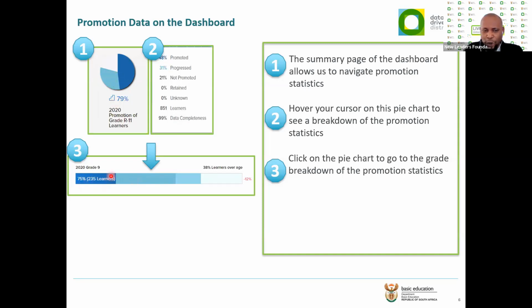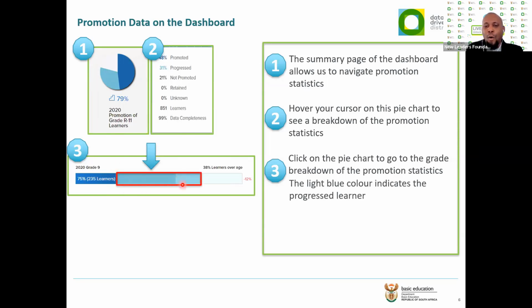We see the different colors. Now, when you look at it, you see there's a threshold here. So for the progressed learners, there's a threshold, a target, right? We are actually having progressed learners falling out of that threshold, right? And when you go here, you will see this highlighted portion is for the progressed learners, right? It also gives you the promotion statistics grade by grade, so you can track per grade. Remember, you are still under the summary page, right? We have not even gone to the report where the breakdown is, right?